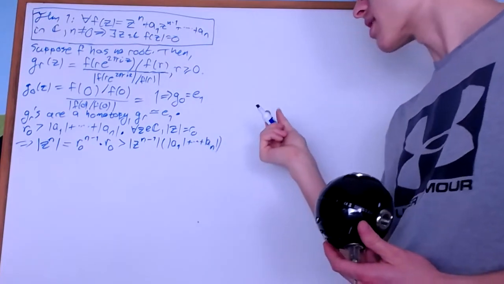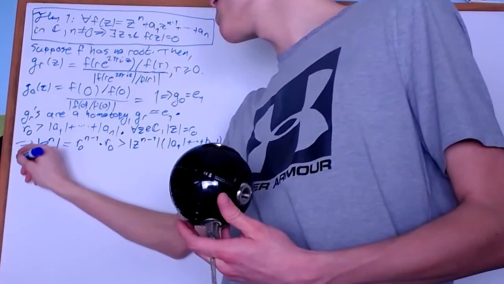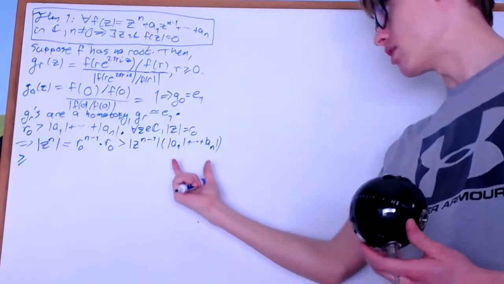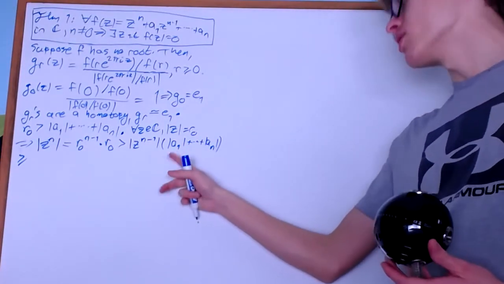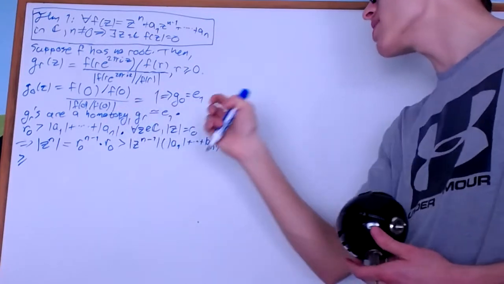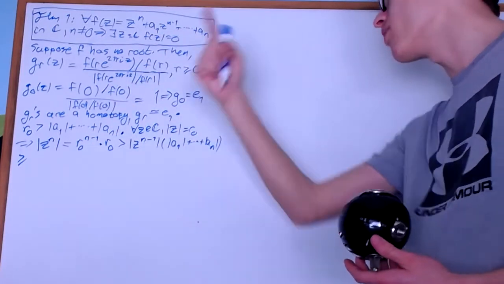Where do we go from here? Well, we go ahead and use some properties of absolute values. We know that the sum of many different absolute values is bigger than or equal to the absolute value of that sum.